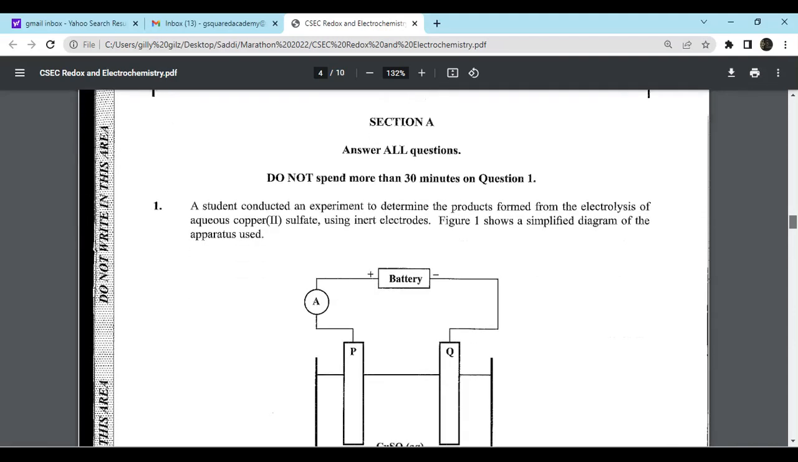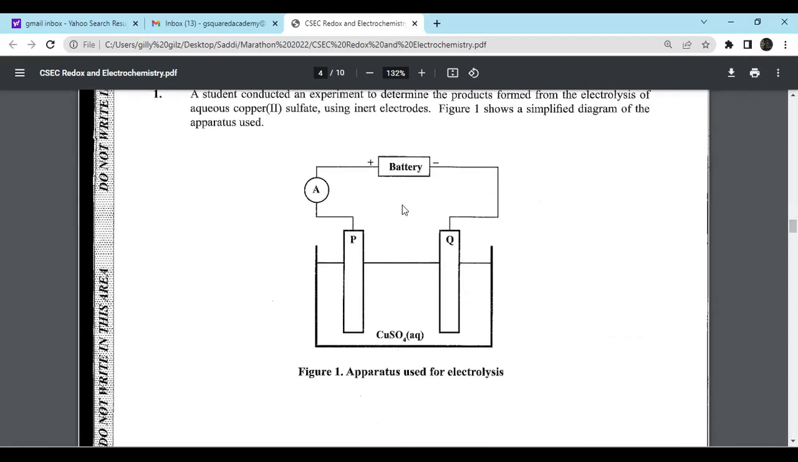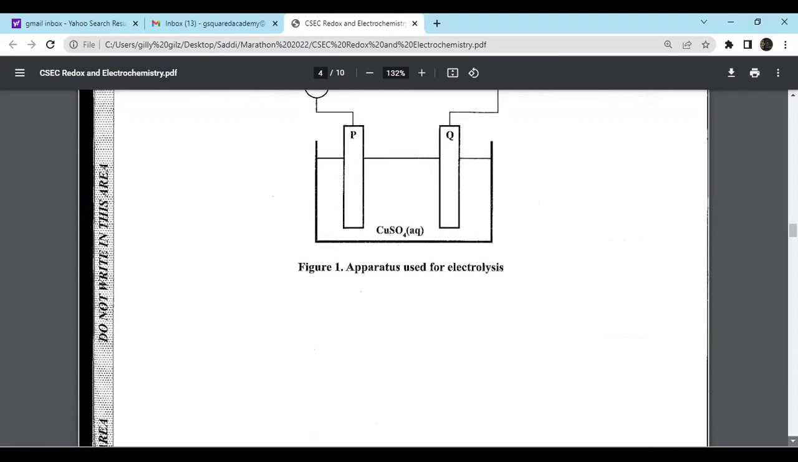So there you have your battery, and you have your ammeter. You don't do physics, so you probably know that's an ammeter, and an ammeter is used to measure current. You have P and you have Q. They don't tell you what P is, but we know P is connected to the positive side of the power source and Q is connected to the negative side.